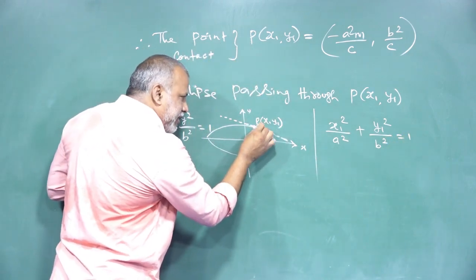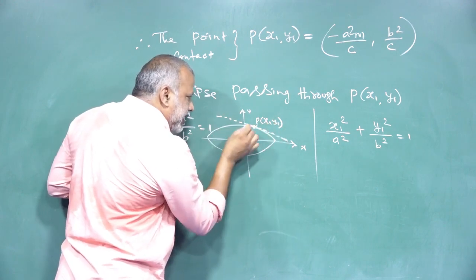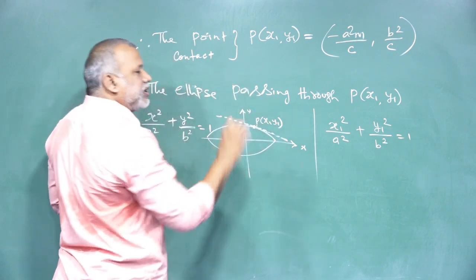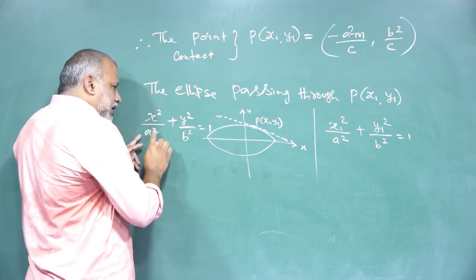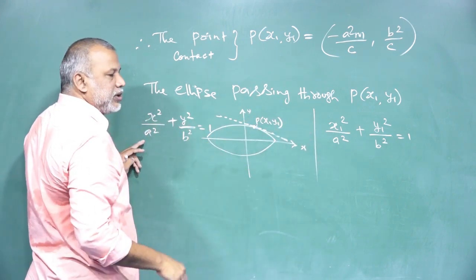So this is the general equation of an ellipse. Point of contact means P of x1 comma y1. That means this is the tangent. This tangent at P of x1 comma y1 means the ellipse also passes through the point. This equation must be converted like this: x1 squared by a squared plus y1 squared by b squared equal to 1.